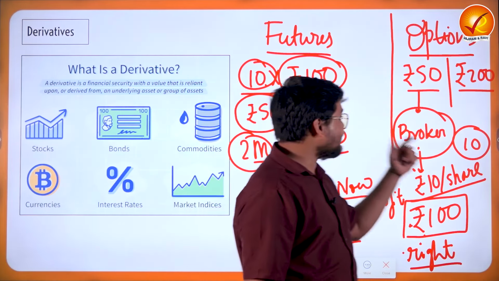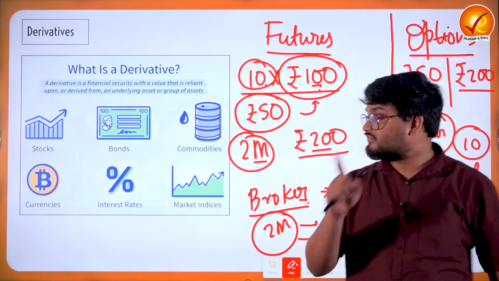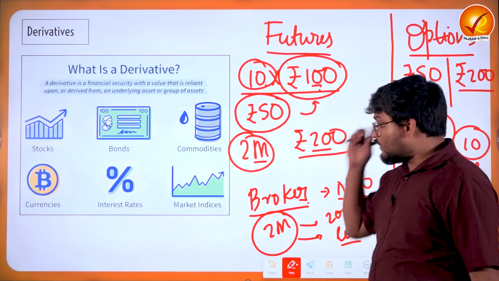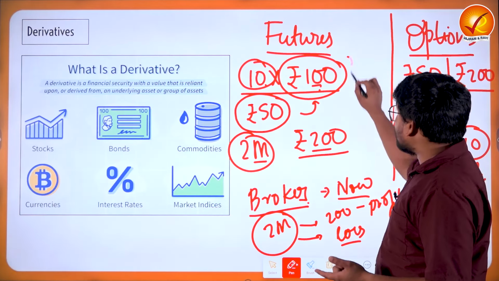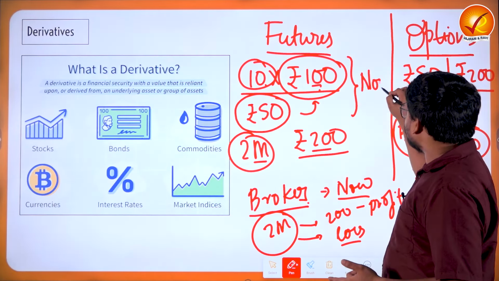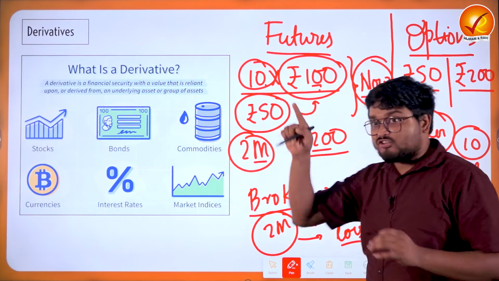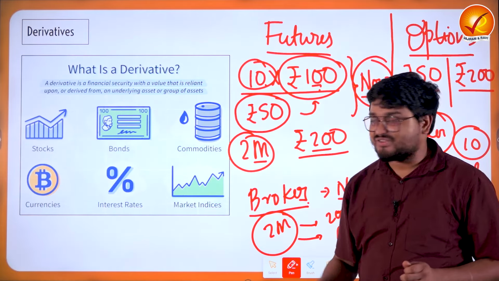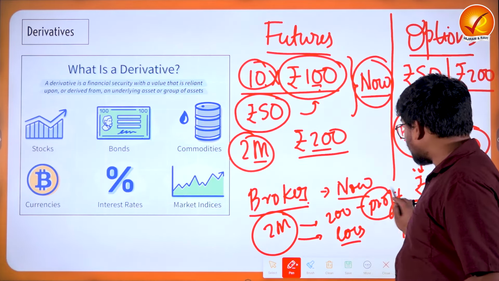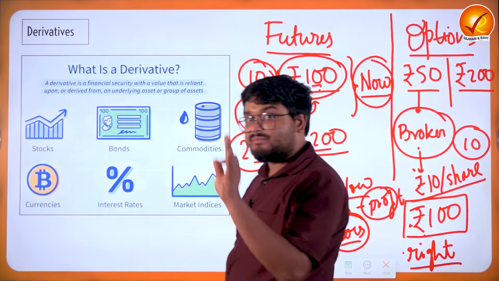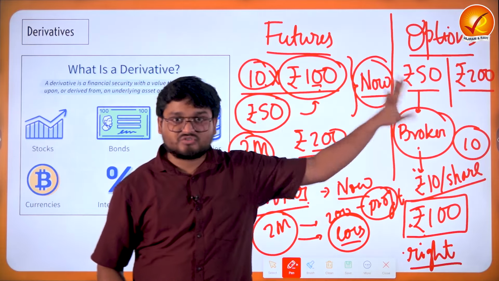So the main difference between futures and options is that in futures, you are buying everything right now, and there is an obligation on you that you definitely have to buy it because you have entered into a contract. As simple as that. And your loss or profit will depend on the performance of the stock in the stock market.